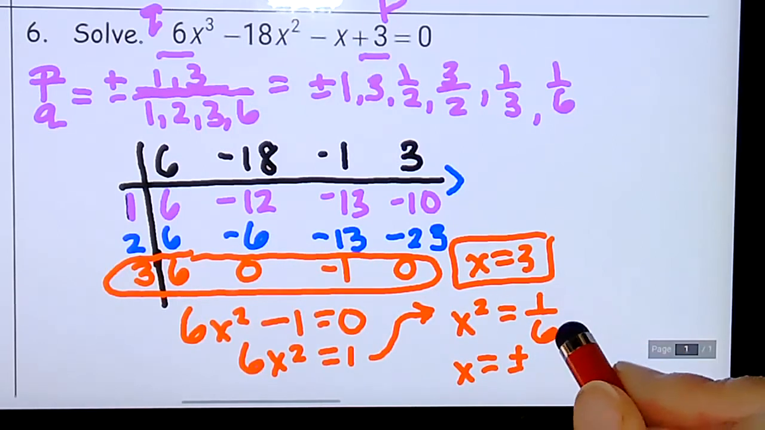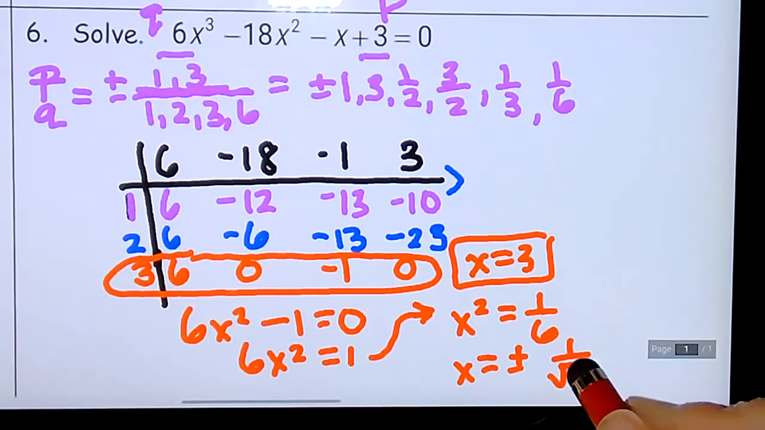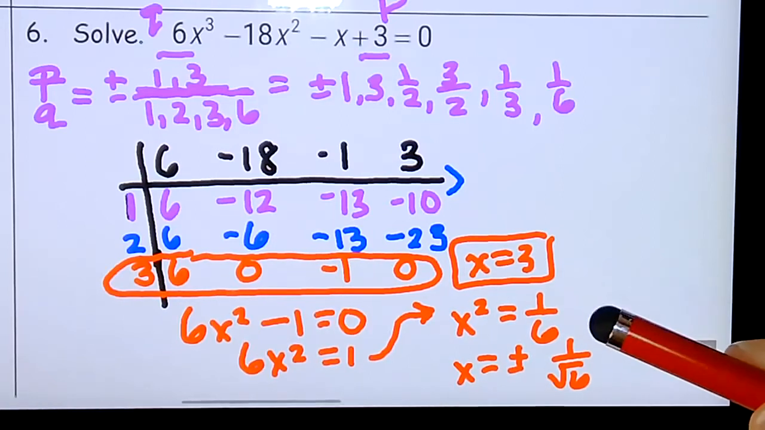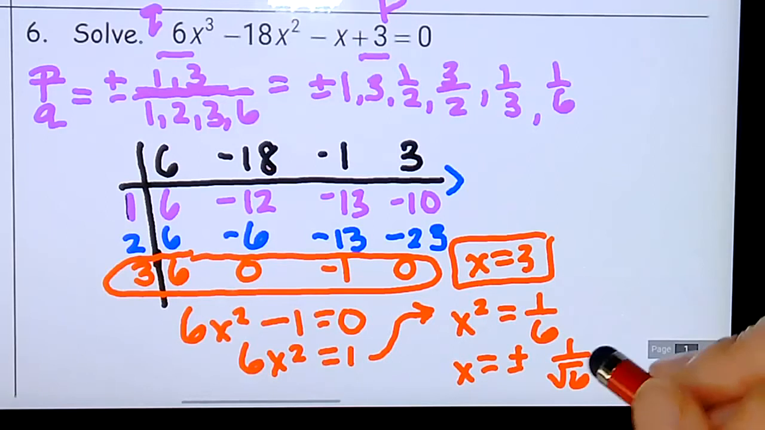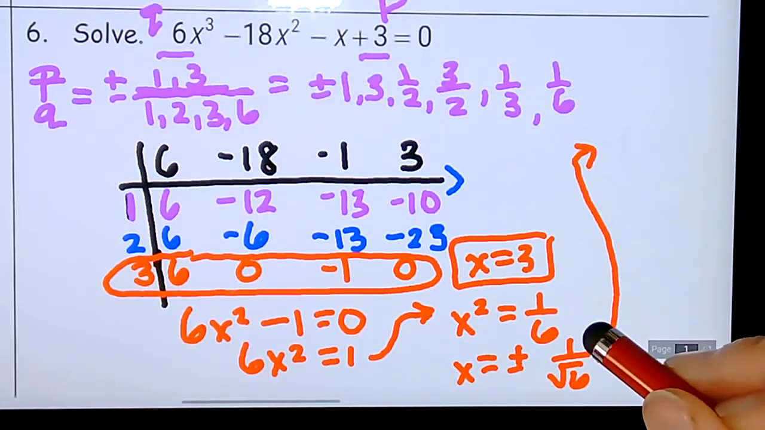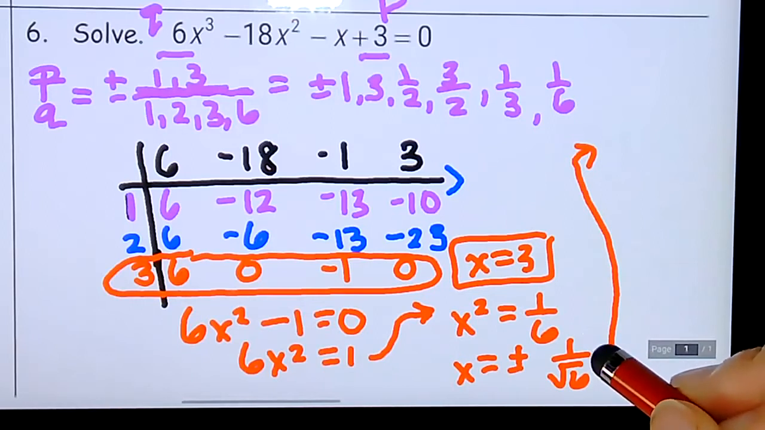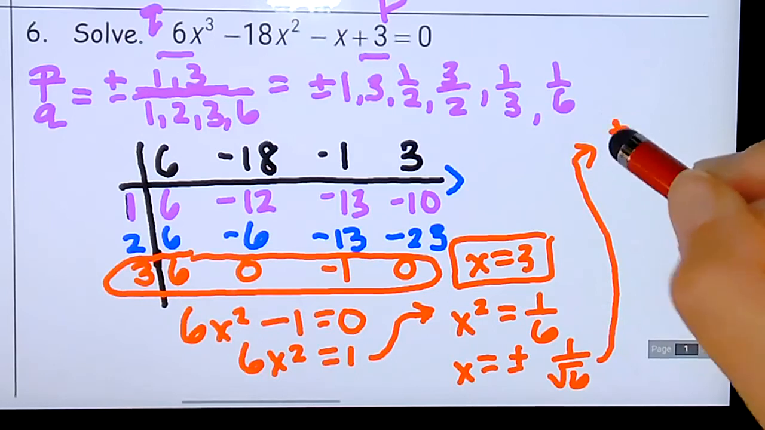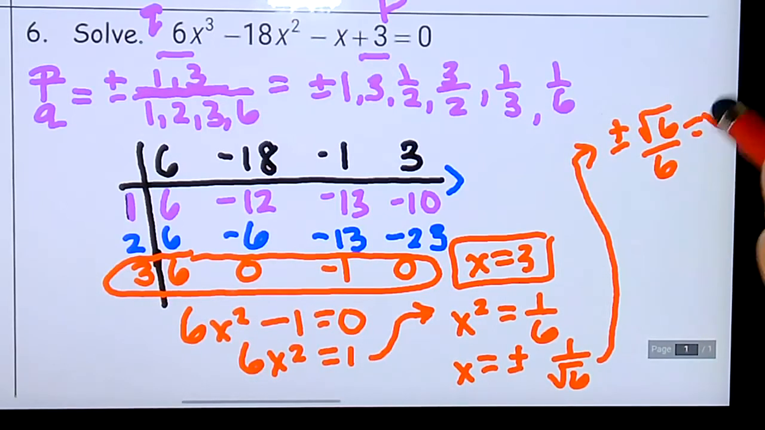Now the square root of 1 is 1, and the square root of 6 is not nice. So when you have a fraction, your square root needs square root at the top, square root at the bottom. We don't like to write them with radicals in their denominator, so I'm going to rationalize this. I'm going to multiply top and bottom by root 6. And when I do, I get root 6 over 6. And these are 2 more of the answers.